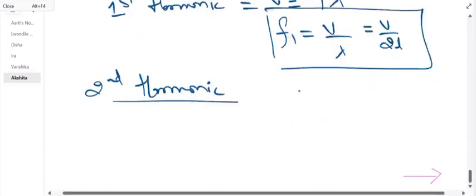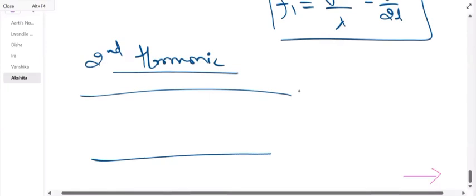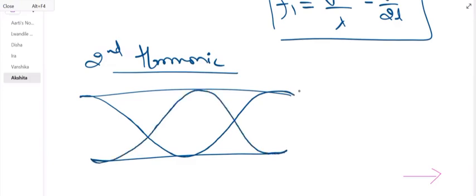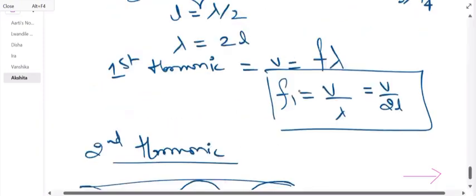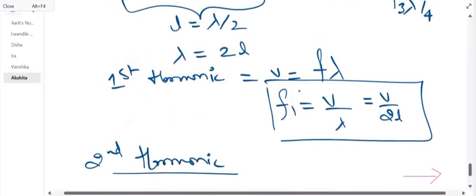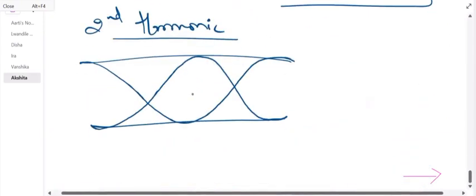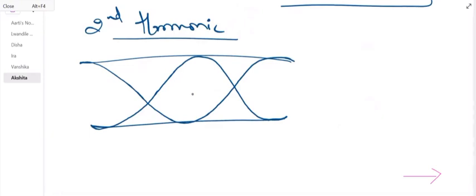Let me show you what is second harmonic now. This is my pipe. So you should get two harmonics over here. So one will be like this, one will be like this, and one will be like this. One this and another like this. This is the second one. Correct? Any doubts?